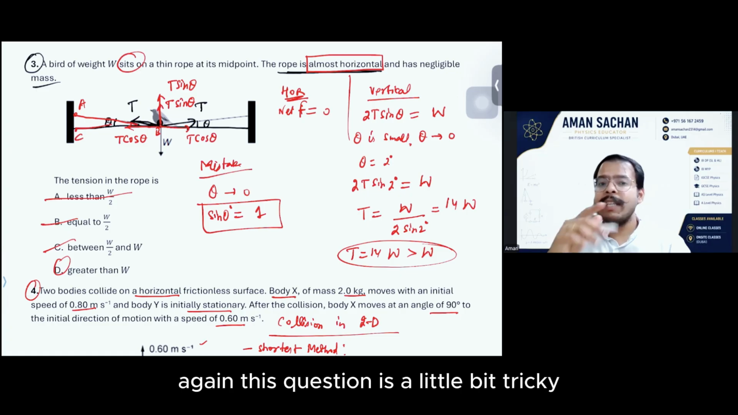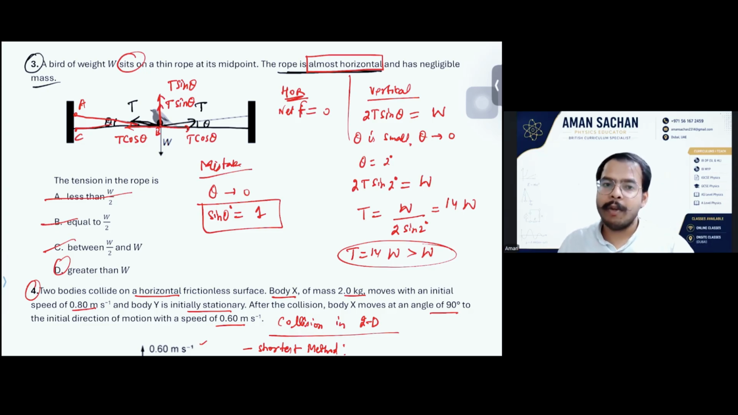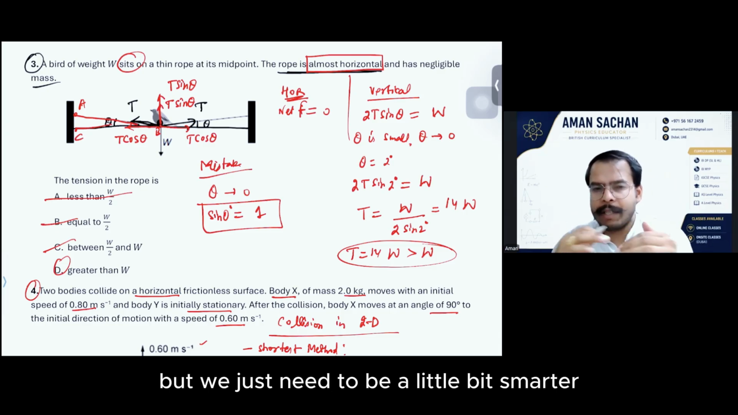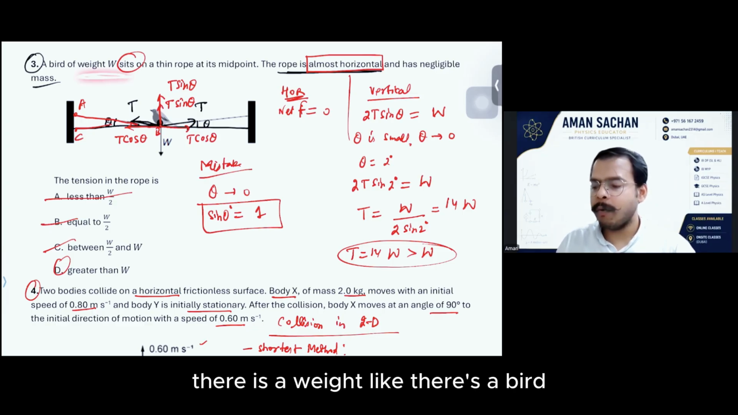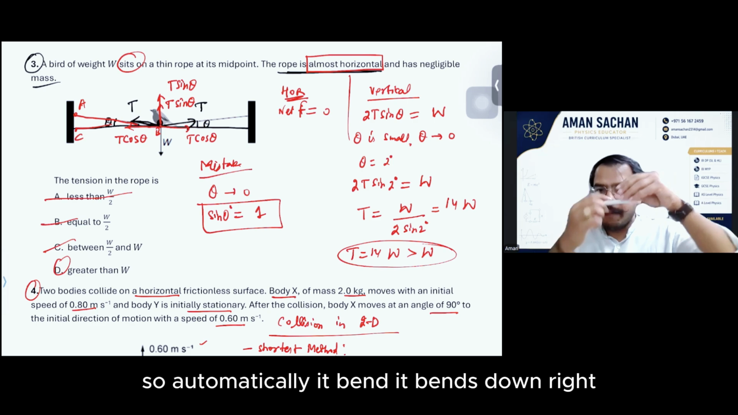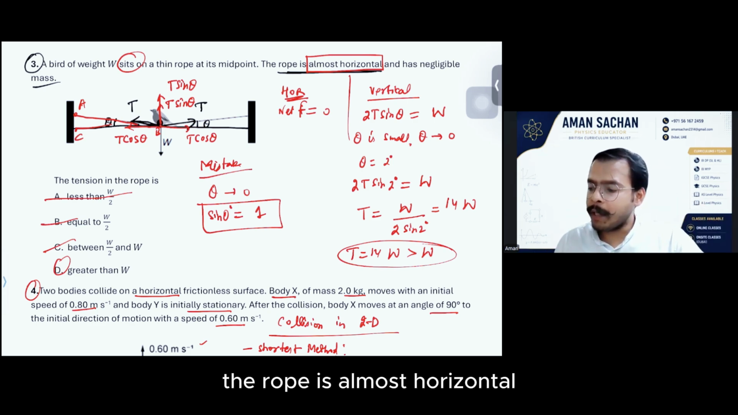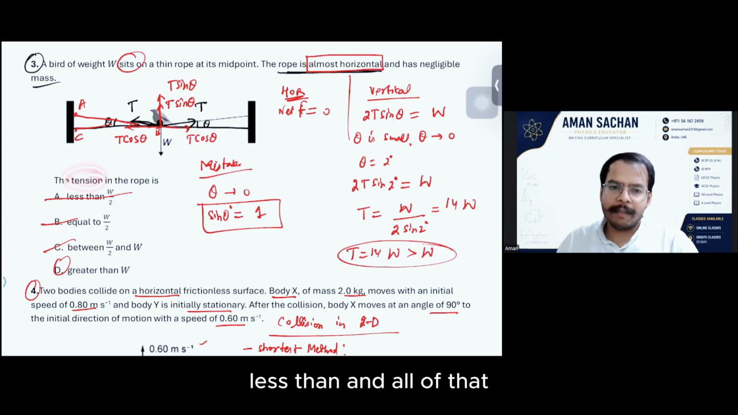Again, this question is a little bit tricky. Most of the people would have lost marks here, and eventually, if it comes, people will lose marks here. So we need to be smart, right? Anyway, you are smart, but we just need to be even smarter. Now, there is a bird who sits in the middle section of a string. So automatically it bends down, right? The rope is almost horizontal, and we need to check whether the tension is greater than, less than, and all of that.